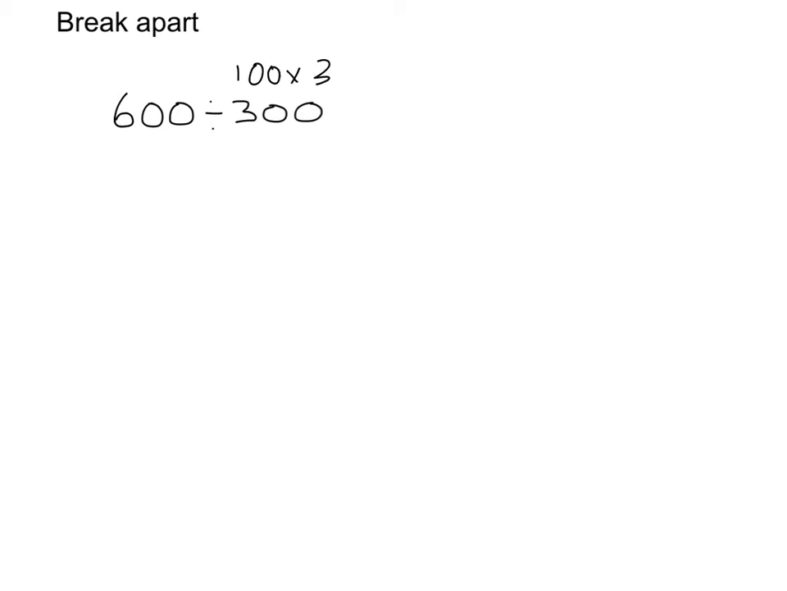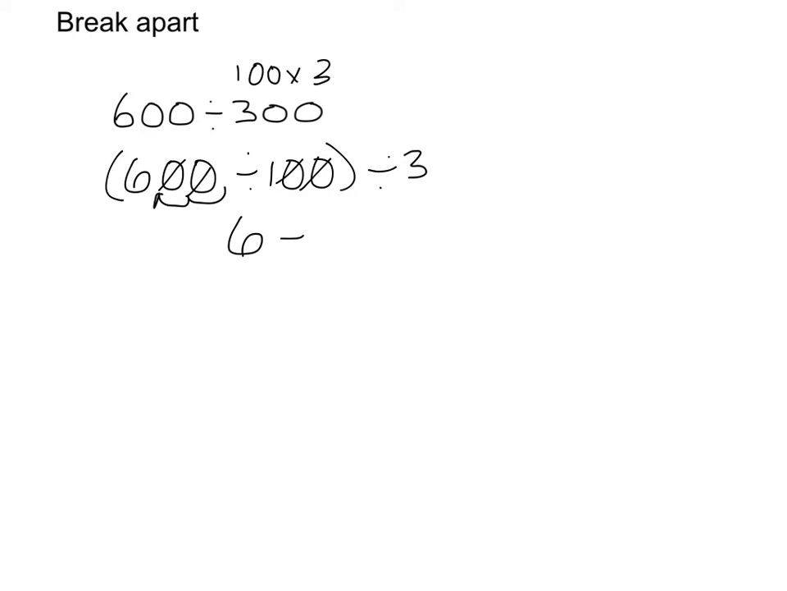When dividing by multiples of 10, we're going to make our 300 be 100 times 3. And we're going to take 600 divided by 100 first, and then divide by 3. So that allows us to either go 2 left, if you want to think of it that way, or knock off the 2 zeros to get 6, and then divide it by 3 for a final answer of 2.